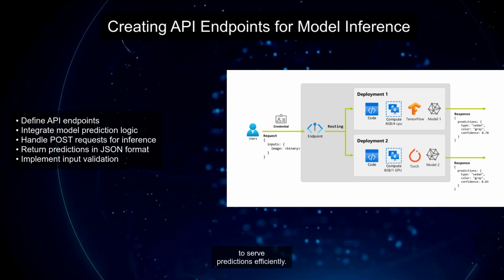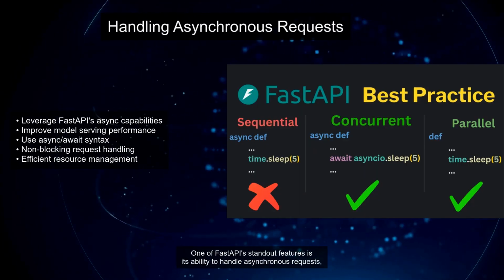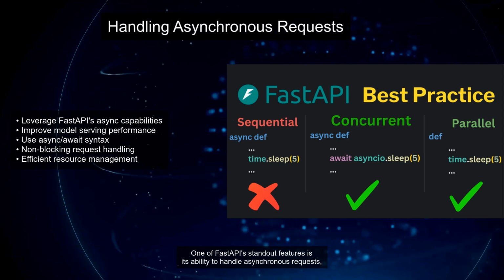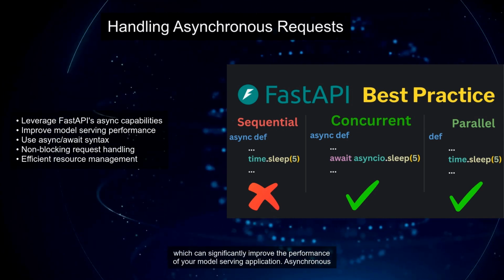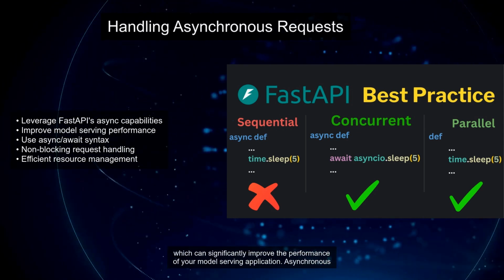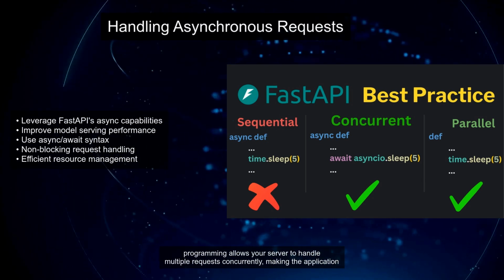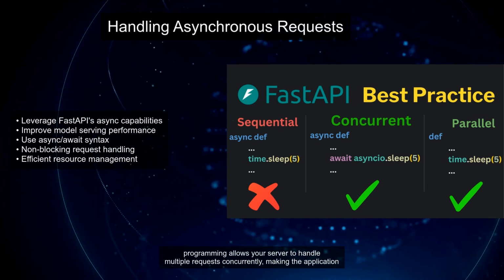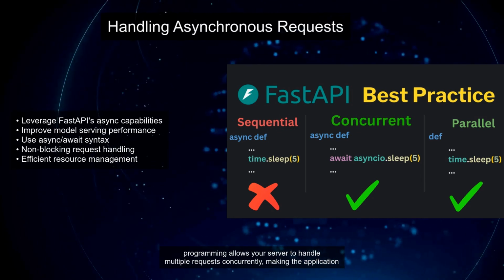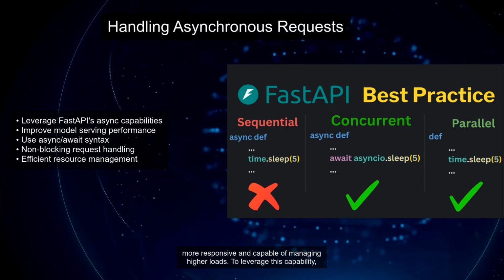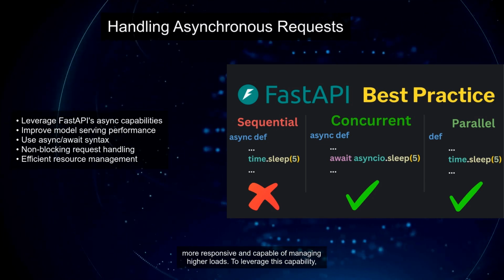One of FastAPI's standout features is its ability to handle asynchronous requests, which can significantly improve the performance of your model serving application. Asynchronous programming allows your server to handle multiple requests concurrently, making the application more responsive and capable of managing higher loads. To leverage this capability, use the async and await keywords in your endpoint functions.